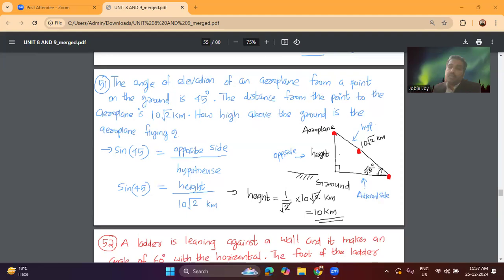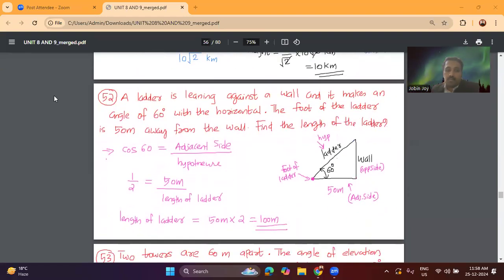That means I will apply sine 45. So sine 45 is equal to opposite side divided by hypotenuse. Sine 45 is equal to opposite side, which is height, divided by hypotenuse, which is 10 root 2. So height is equal to, by cross multiplication, sine 45 into 10 root 2 kilometer. What is sine 45? Sine 45 is 1 by root 2. So root 2 cancels, and we get 10 kilometers. So the answer is 10 kilometers. That means the aeroplane is at a distance of 10 kilometers from the ground.